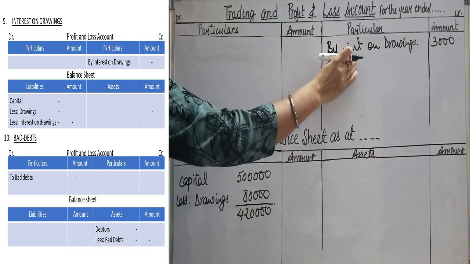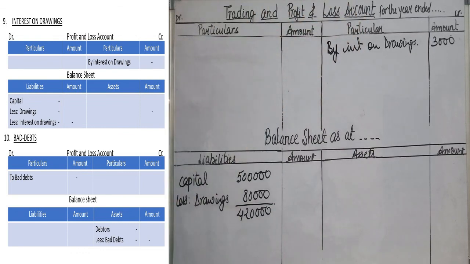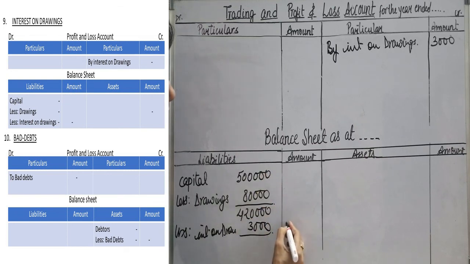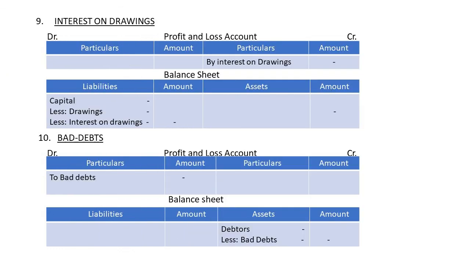Now the second treatment of this adjustment entry of interest on drawings will go here on the liabilities side of the balance sheet. So in the balance sheet, it will be deducted from this amount of capital less drawings as interest on drawings, which was rupees 3,000 given in the adjustments. So the net amount of capital here will be 4,17,000. Okay. Then next is bad debts.